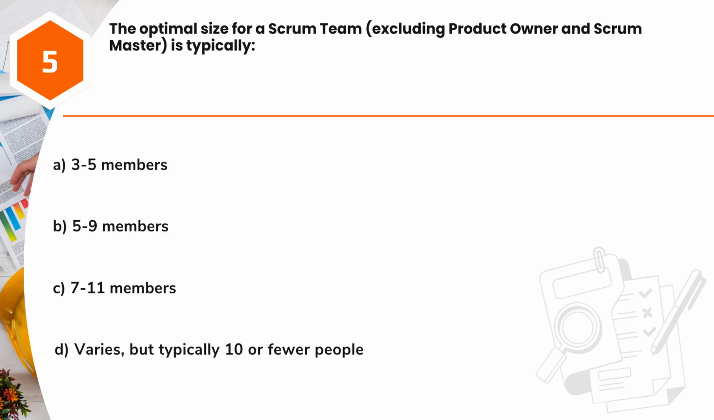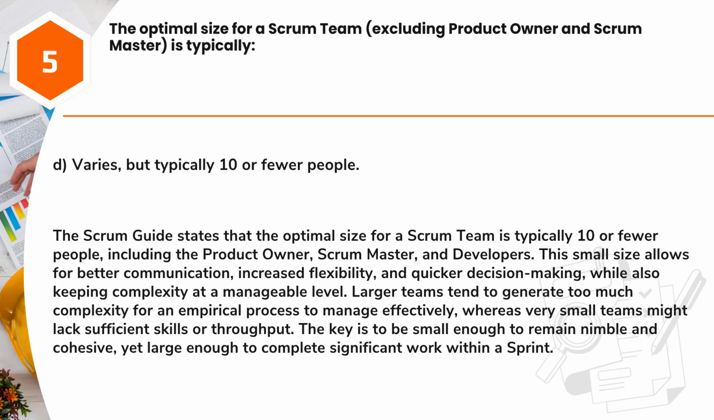Question 5. The optimal size for a Scrum team, excluding product owner and Scrum Master, is typically A. 3 to 5 members. B. 5 to 9 members. C. 7 to 11 members. D. Varies, but typically 10 or fewer people. Answer: D. Varies, but typically 10 or fewer people.